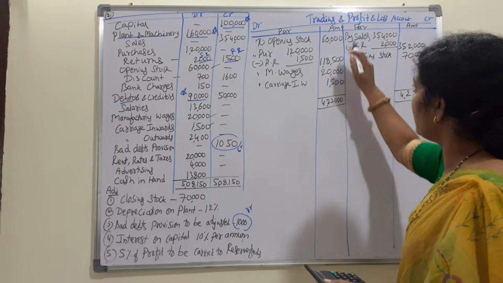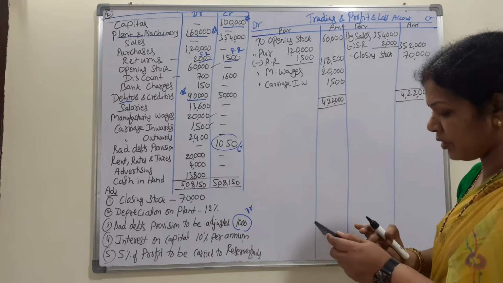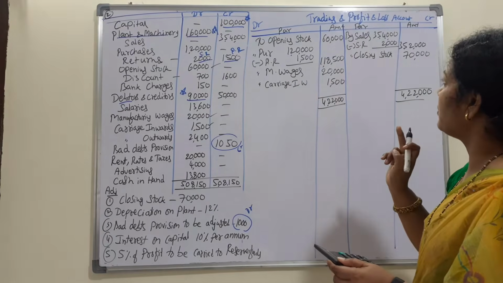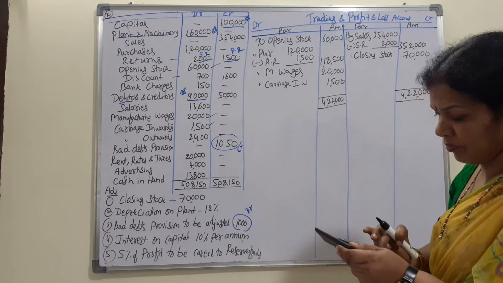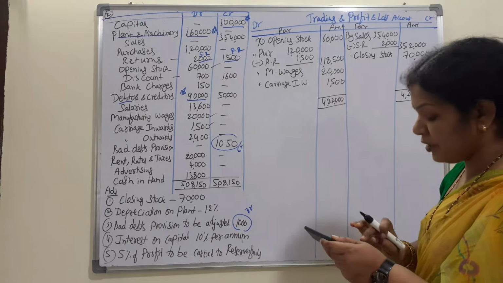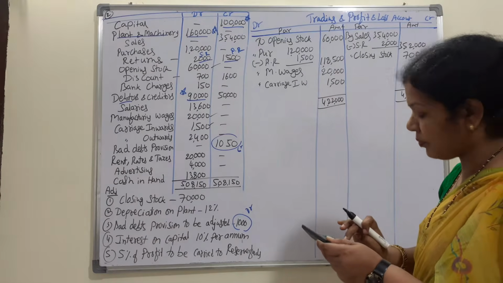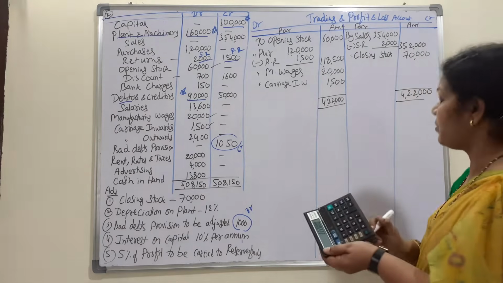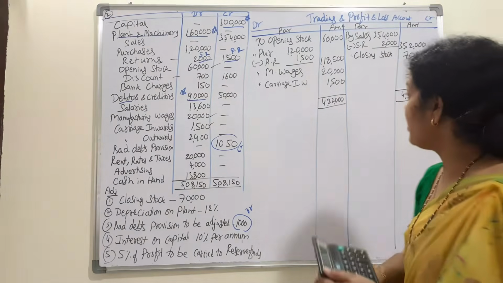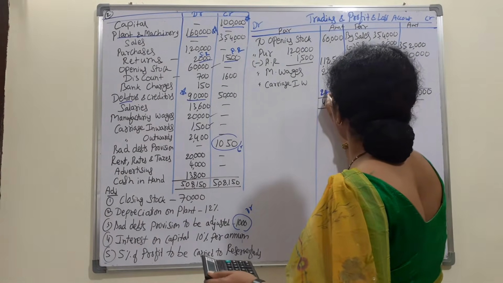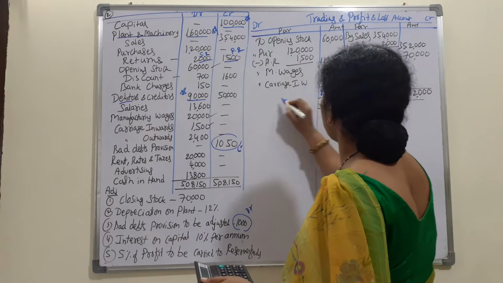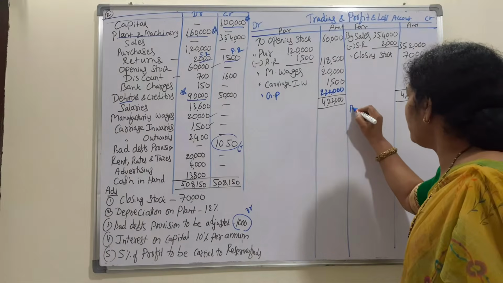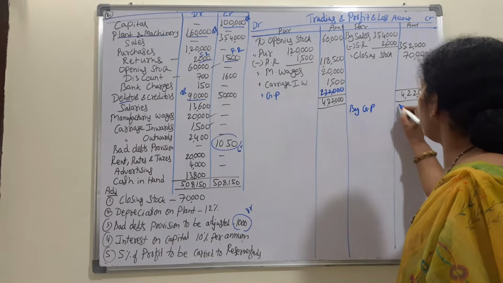4,22,000 minus all these amounts. 4,22,000 minus 60,000 plus 20,000, 80,000, minus 1,18,500 plus 1,500 comes to 2,22,000. So 2,22,000 is the gross profit. This is GP. GP will be transferred to the credit side, and the P&L account will start with gross profit.